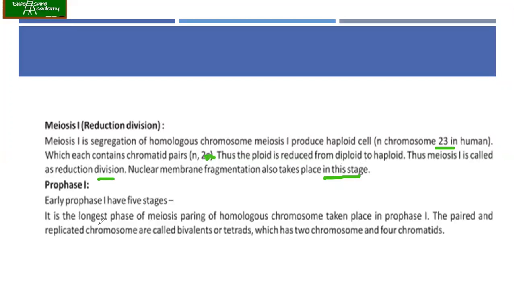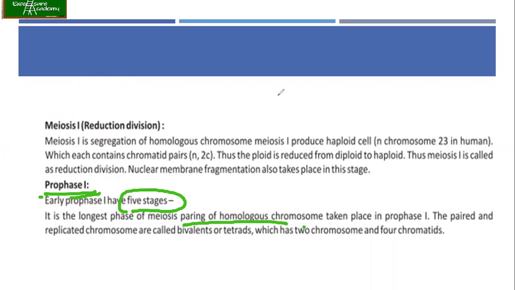So prophase 1. Early prophase has 5 stages. Again, we know that in mitosis you had 4 stages: prophase, metaphase, anaphase, and telophase. Now here we are going to talk about prophase 1, which has another 5 different stages. It is the longest phase of meiosis. Pairing of the homologous chromosomes takes place in prophase. Now what do you mean by pairing of homologous chromosomes?